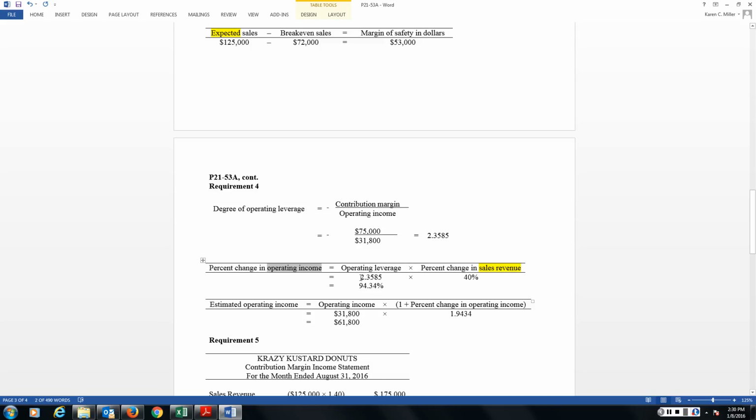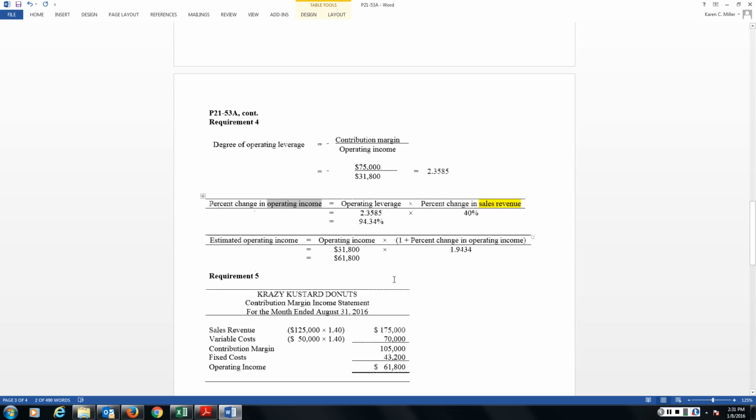Remember, why is this important? The more fixed cost we have, the more leveraged we are. So this number will be higher if we have higher fixed cost. And if I'm leveraged fairly high, that means increases in sales generate more operating income. But it also means that a decrease in sales of 40% would generate a decrease in operating income of 94%. So there is risk to go along with the reward of being highly leveraged.